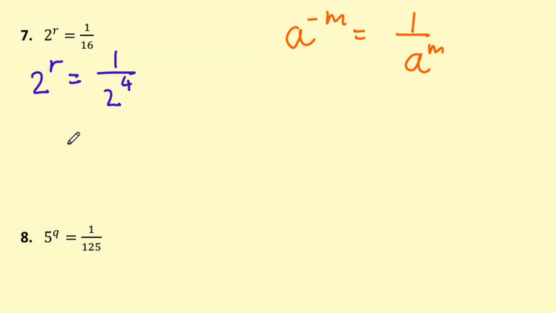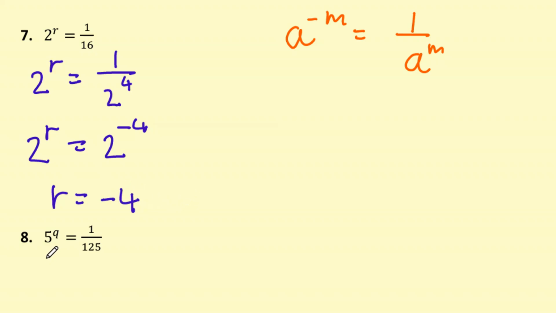So then on the right-hand side, 1 over 2 to the 4 is the equivalent of 1 over a to the m. And we want to write it in this form, a to the negative m. So it's going to be 2 to the negative 4 using this exponential law. Now the bases are the same on both sides. So that means the powers must be equal. So r must equal negative 4.